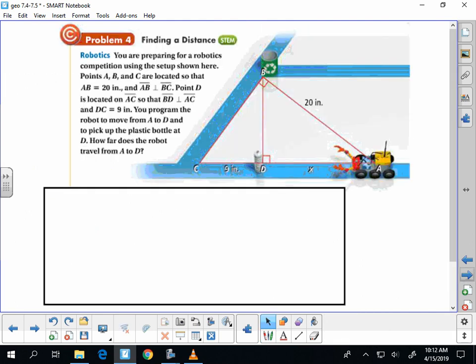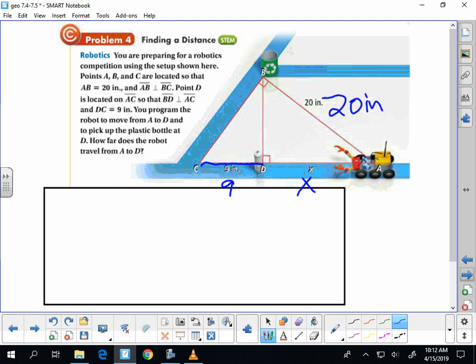So here is a real life problem. If you are preparing for a robotics competition using the setup shown here, A, B, and C are located so that AB is 20, which is marked here. So this is 20 inches. We know that AB is perpendicular to BC, so they drop an altitude down at point B. DC, this part, is 9. And we want to find how far it is from A to D. How far does the robot have to travel?